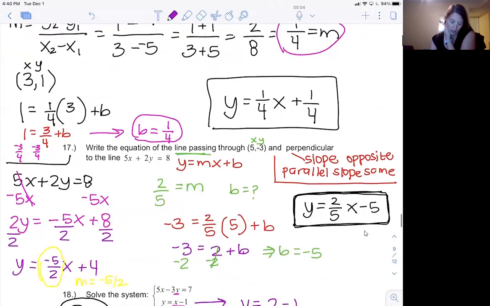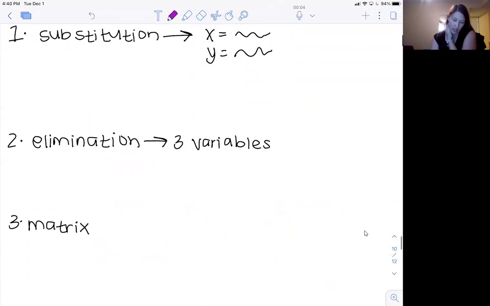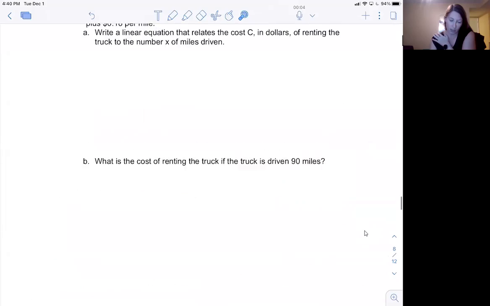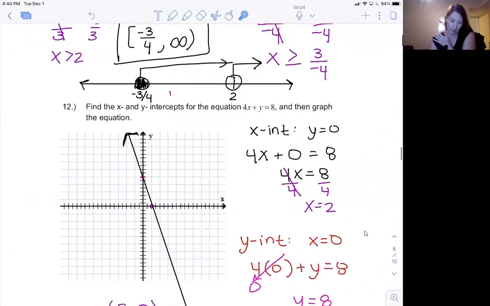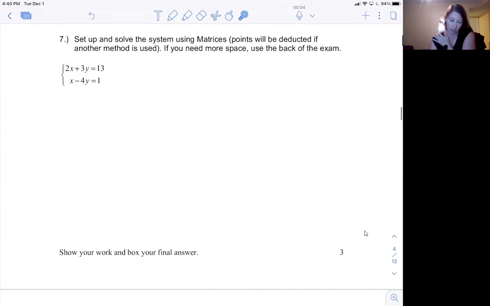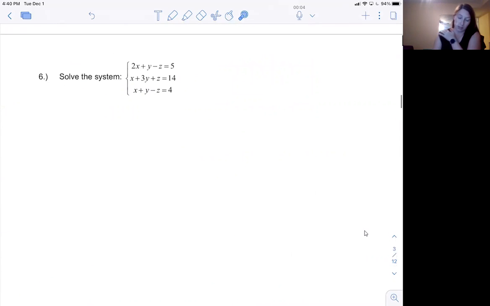Okay, now we're going to do one. And if you remember, I said I think it's best to do elimination when you have 3 variables. So you have like x, y, and z, which we're going to see in this next one. So remember, substitution, I'm subbing in a variable. Or elimination, what I want to do is eliminate a variable.